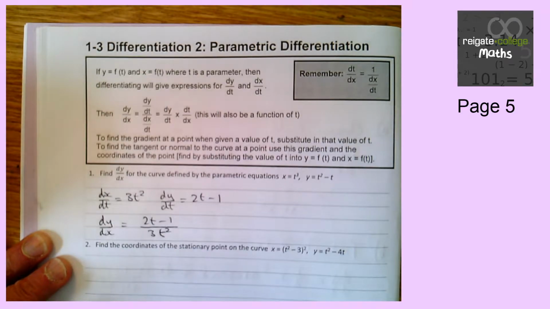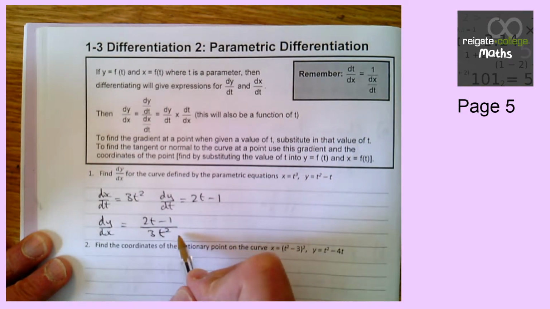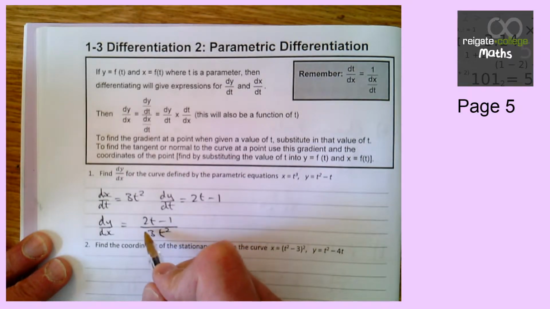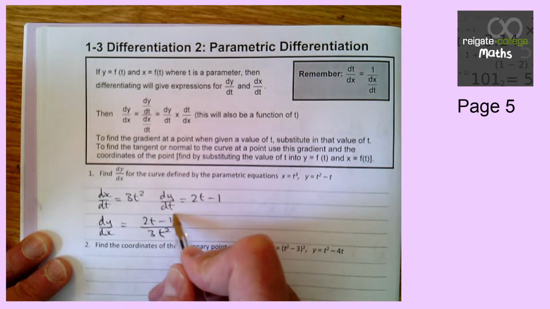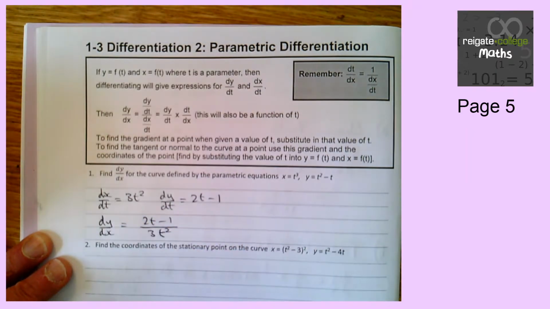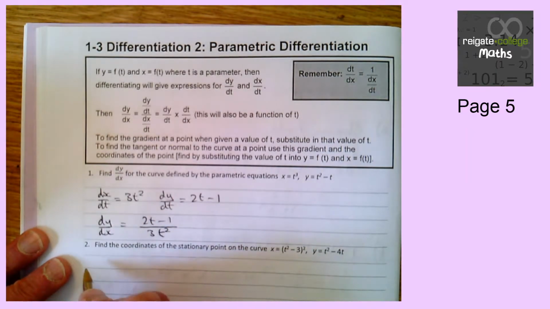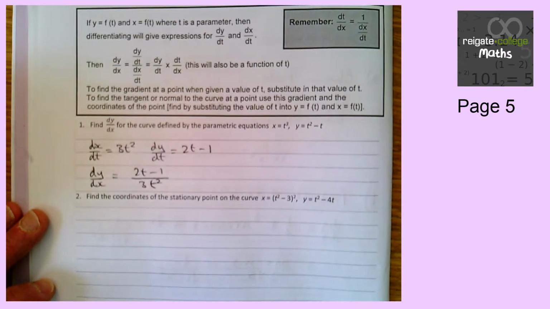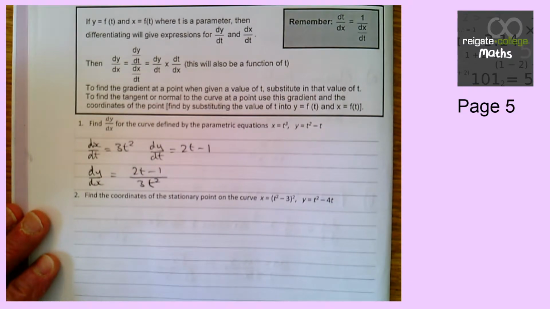Okay, and just be careful, don't fall into the trap of saying there's a t on top here, there's t squared down there, we can cancel a t. We haven't got a t in this term here, you can only cancel if you factorise. So we're going to leave it like that, and we can substitute values of t into that derivative if we want to find the value of the gradient there.